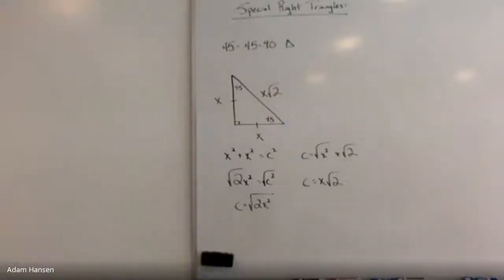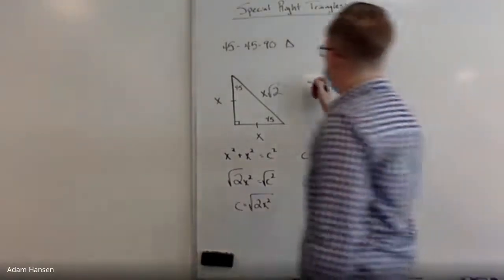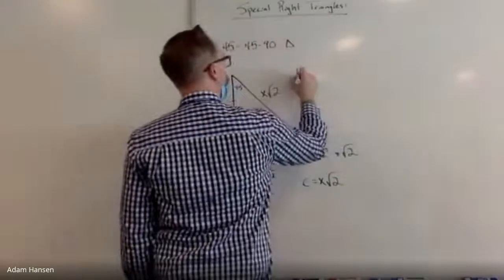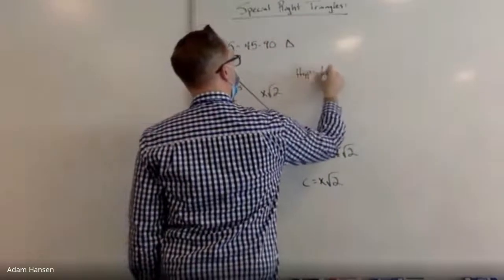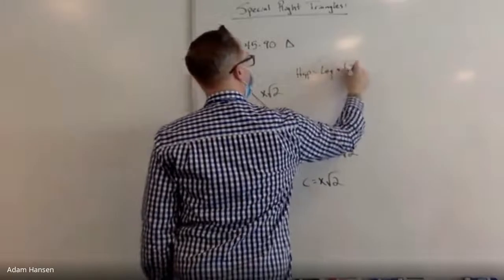The hypotenuse in a 45, 45, 90 right triangle is just the length of the leg times an extra square root of 2. What I'm trying to diagram out here is this: hypotenuse equals the leg times an extra square root of 2.